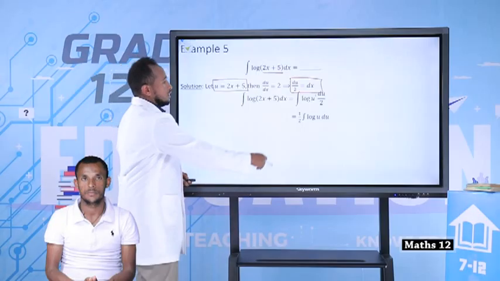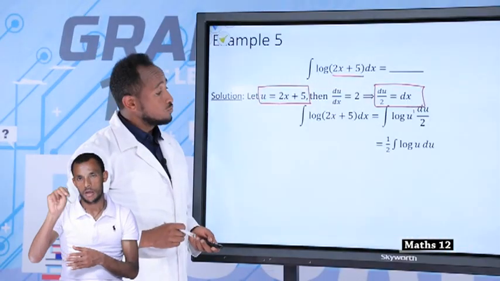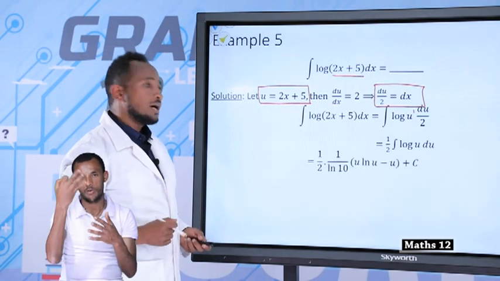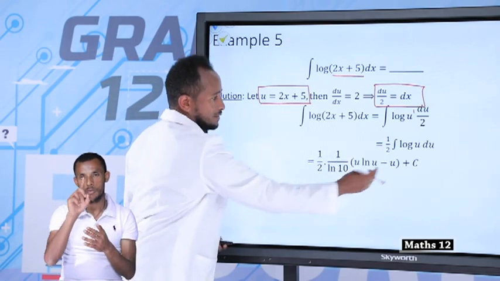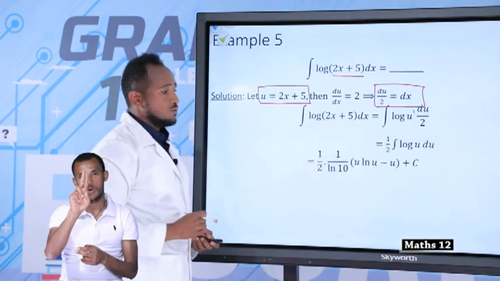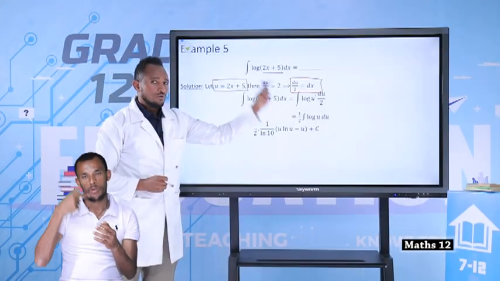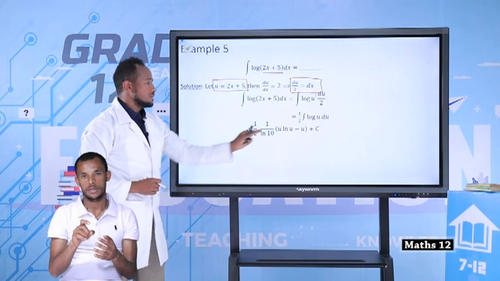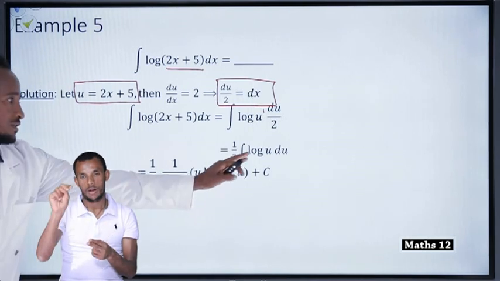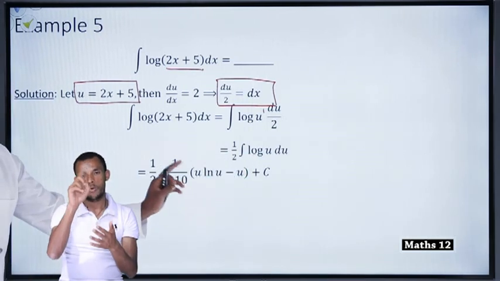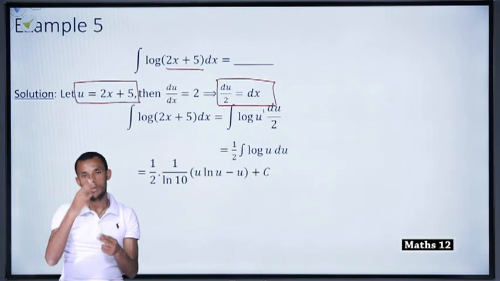Okay, so just taking 1 over 2 outside, you will have the integration of log u du. The integration of this we have solved earlier. So we have 1 over 2, 1 over ln 10 times u ln u minus u plus some constant c. As you remember, we solved the integration of log x in the previous example. It is x ln x minus x, times 1 over ln 10. Therefore, the integration of this one is 1 over ln 10 times u ln u minus u plus some constant c.